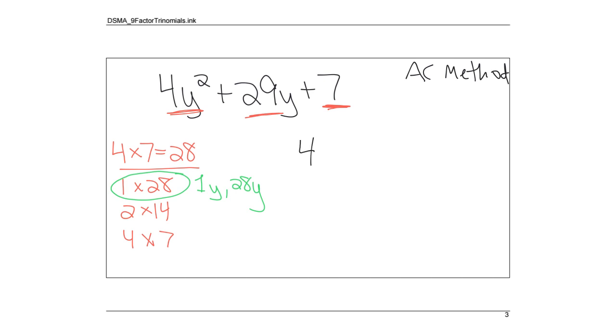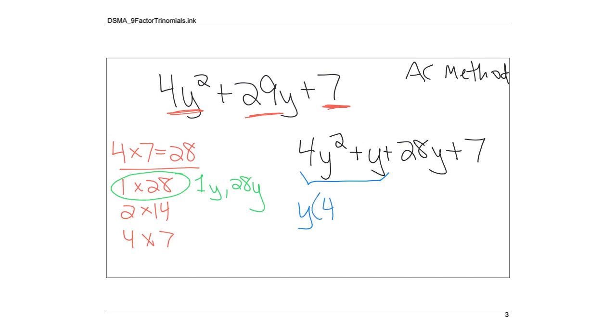We're going to rewrite our problem, but instead of writing the 29y in the middle, we're going to write plus y plus 28y. Again, order doesn't matter. We could do it the other way. And now we're going to go ahead and factor by grouping. So if we look at these first two, we have 4y squared plus y. That's only a y in common. And then we look at the second two, the only thing in common is a 7. And so that also leaves me with 4y plus 1.